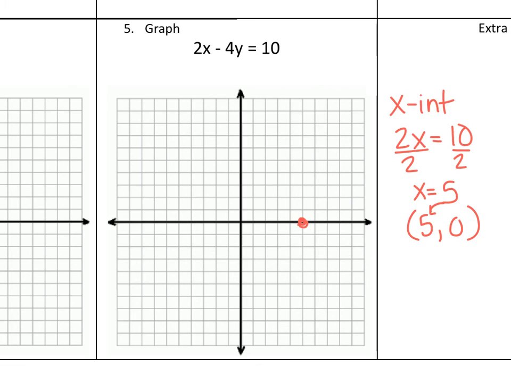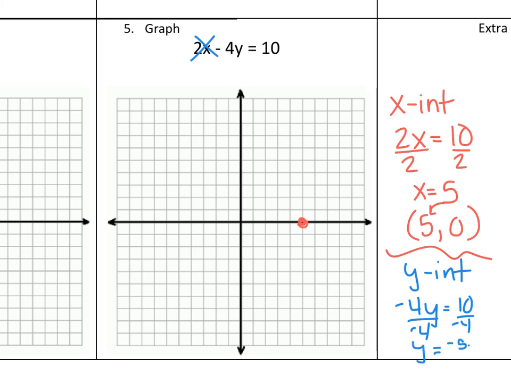To find my y-intercept, I cover up x, which gives me negative 4y equals 10. So divide both sides by negative 4, and I get that y is negative 5 halves. So my ordered pair would be 0, negative 5 halves. Now when you go to graph negative 5 halves, that would be in decimal form negative 2.5. So negative 2.5 is right there, and I connect it to make a beautiful line.